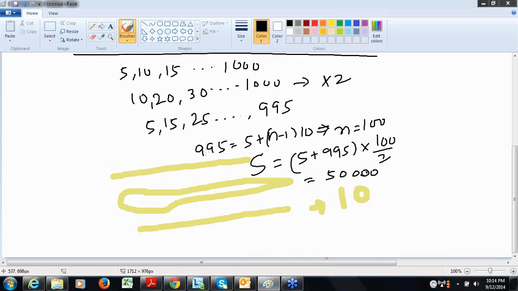Yes, Kshitij, we are not including 1000. How are we including 1000? The question is which are not divisible by 2. Okay, so 995 is the last term.